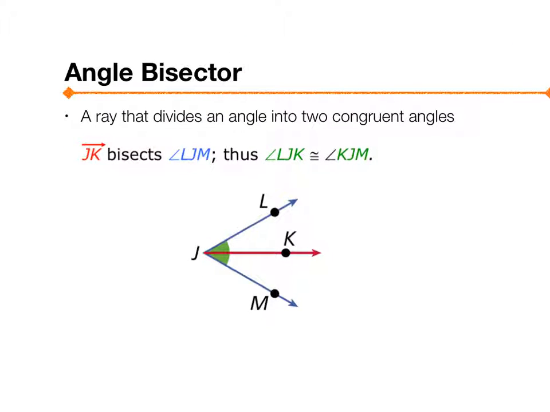Angle bisector. The angle bisector is a ray that divides an angle into two congruent angles. In this case, we have angle LJM. And we have JK that bisects it, or cuts it in half. Just like we had bisectors for line segments, we have bisectors for angles. So this states that LJK, the angle inside here on the top, is congruent to KJM.